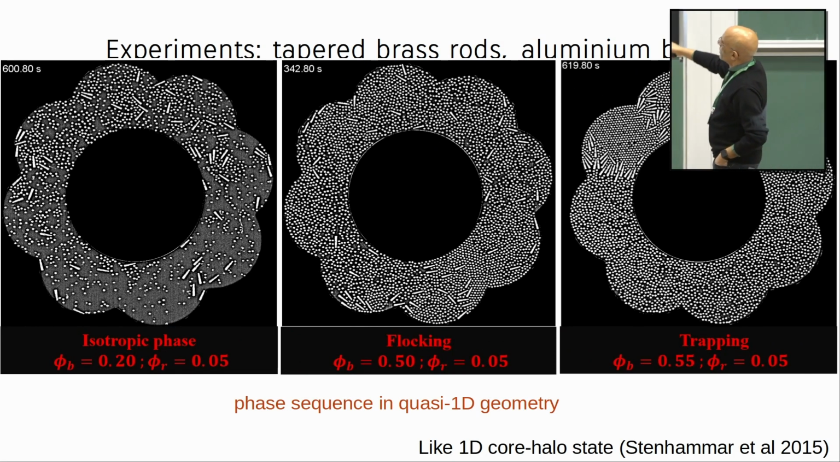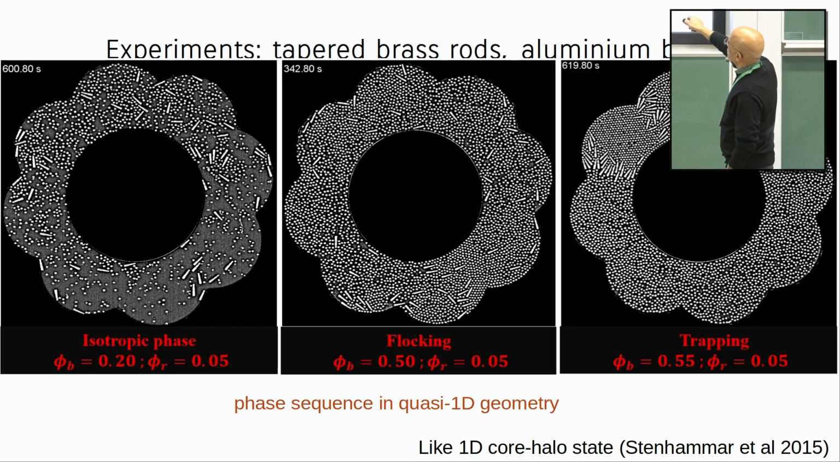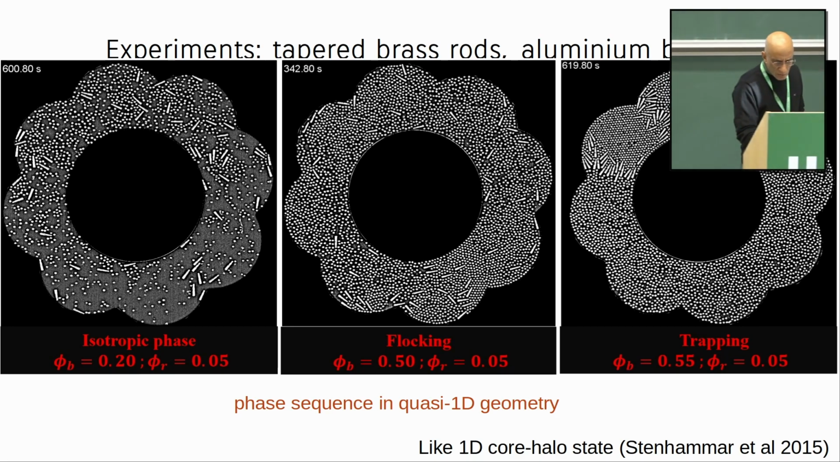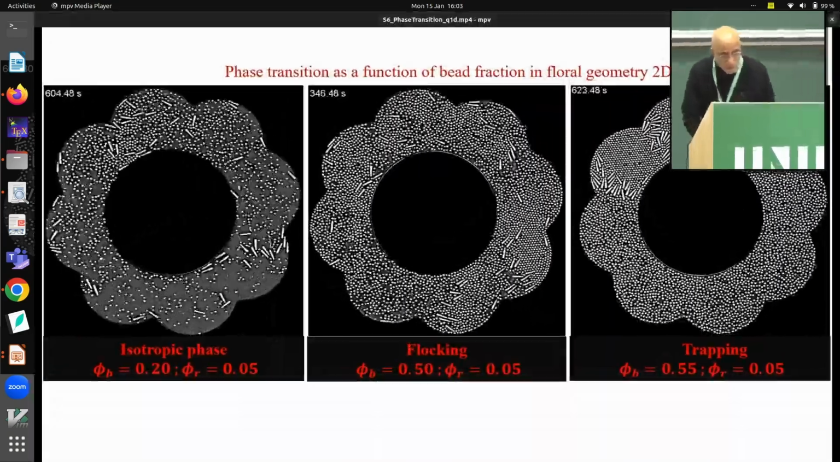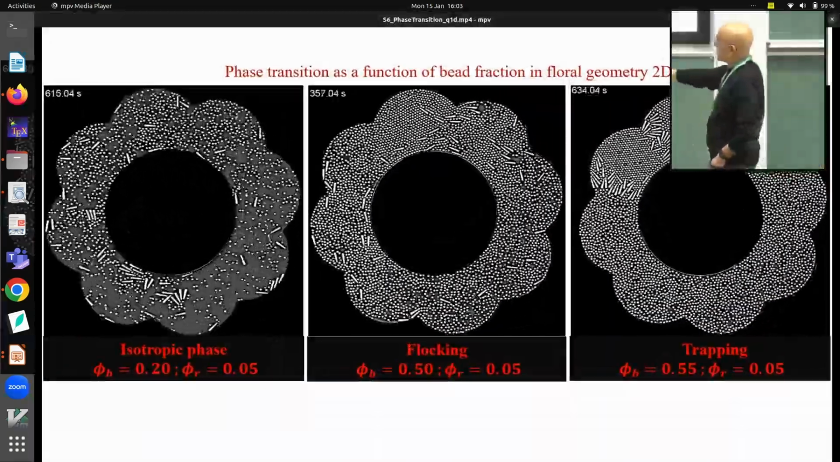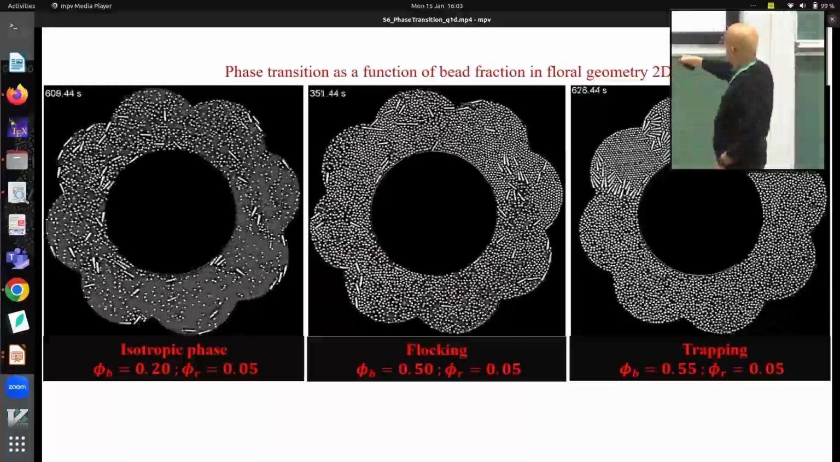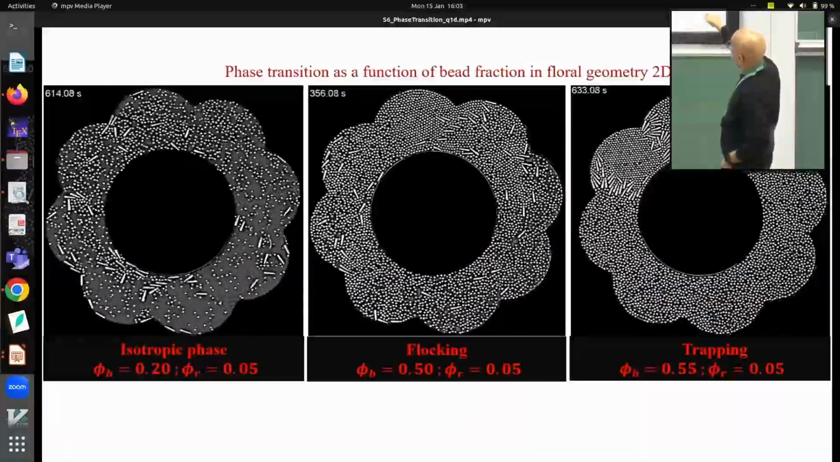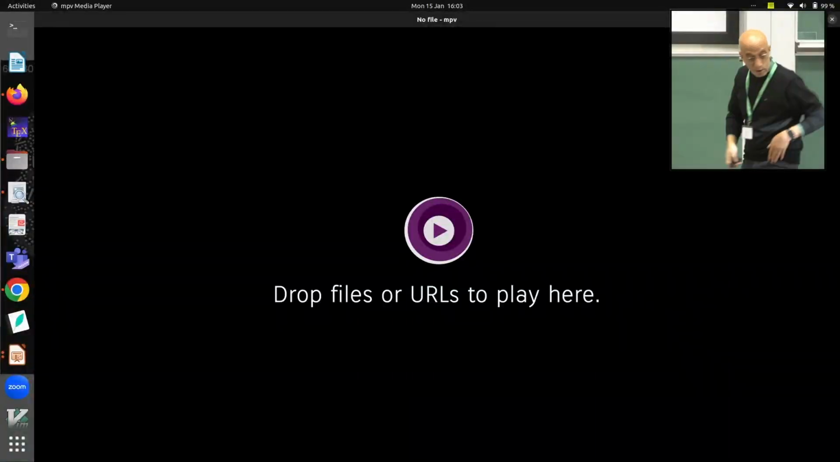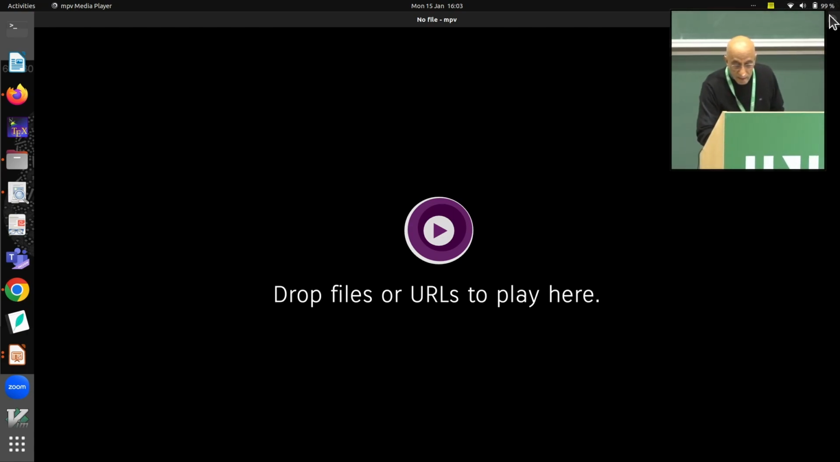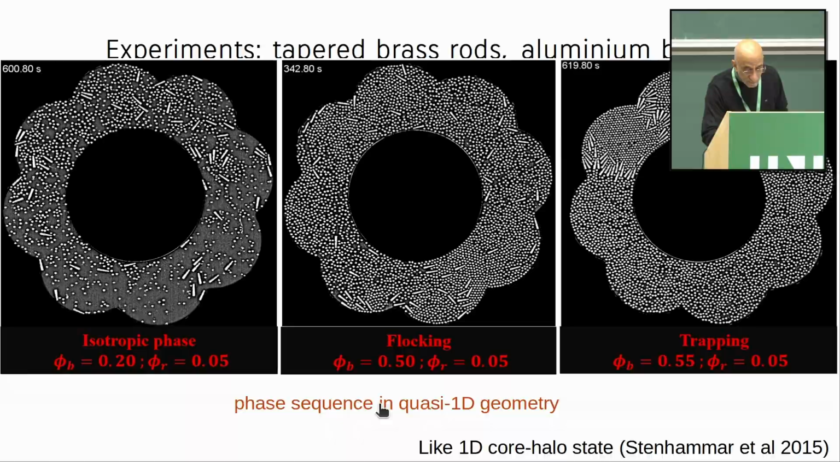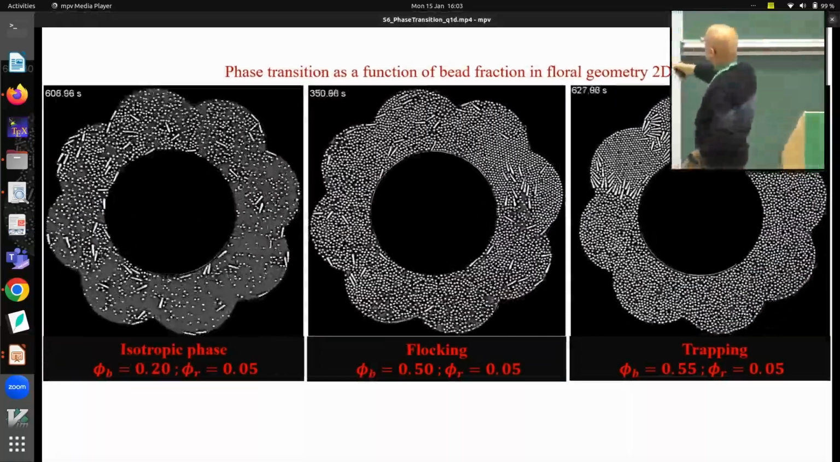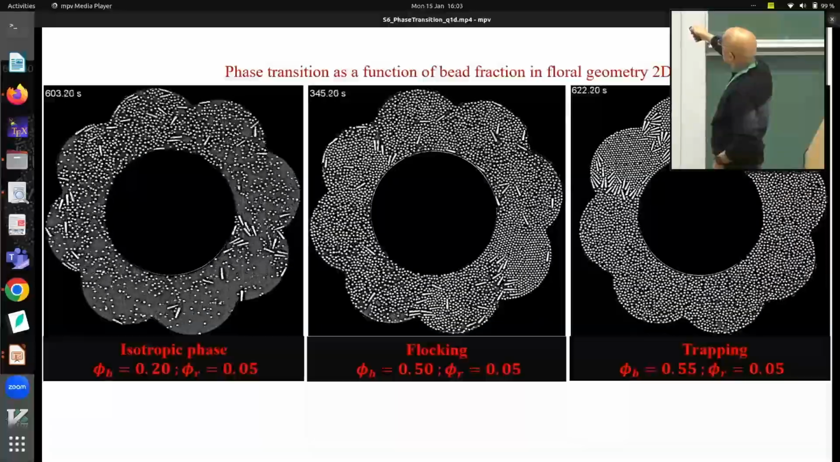You can also do this in a channel geometry, again, unfortunately using this funny boundary. I may as well show you the model. Again, 5% rods, and you change the bead fraction from 20 to 50-something%, and you go from random to, you can see that it's actually ordered. There's a systematic circulation in one direction, and then eventually at higher bead fraction, the rods actually trap the beads.